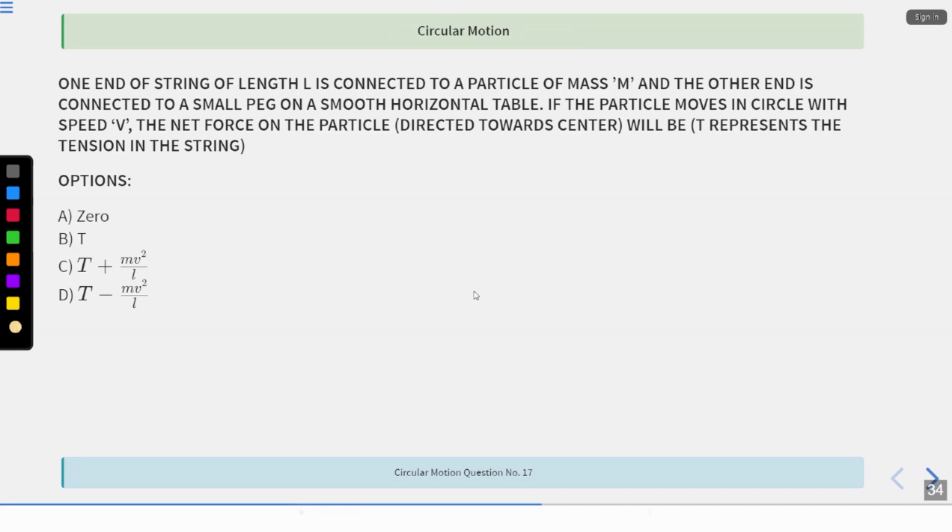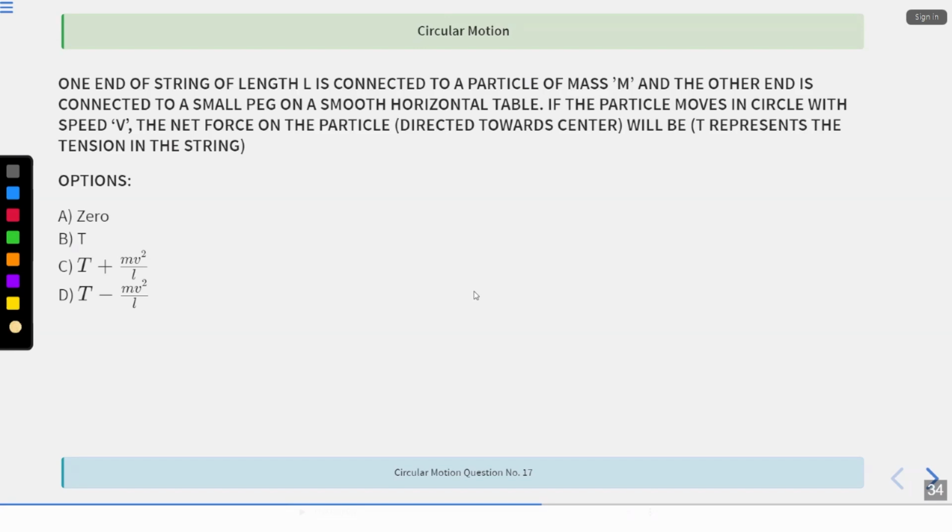I'm pursuing my BTech in computer science, and today I'll be solving PYQs on the topic of circular motion. So the first question over here is, one end of a string of length L is connected to a particle of mass m, and the other end is connected to a small peg on a smooth horizontal table. If the particle moves in a circle with speed v, the net force on the particle will be.